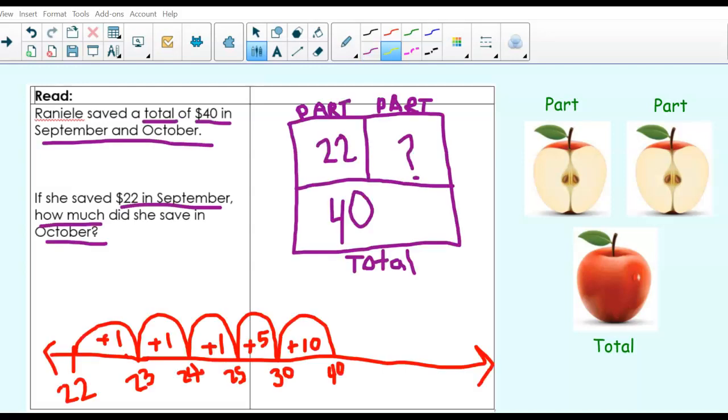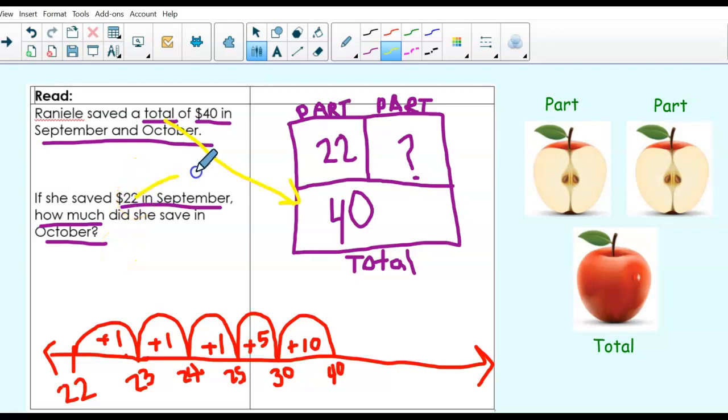Have fun! All right, boys and girls, let's see if our answers will match. First, the key words were total, $40 in September and October. So Hanyeli saved a total of $40 in September and October. So total is the key word. So we know that our total goes at the bottom here in the larger rectangle.